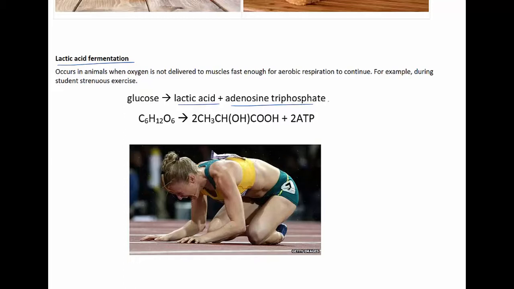When oxygen becomes available again, the lactic acid reverts back to pyruvate, allowing aerobic respiration to continue. Aerobic respiration produces a lot more energy than anaerobic respiration, and this is because glucose is not broken down as completely in anaerobic respiration as it is in aerobic respiration, meaning that less energy is released.